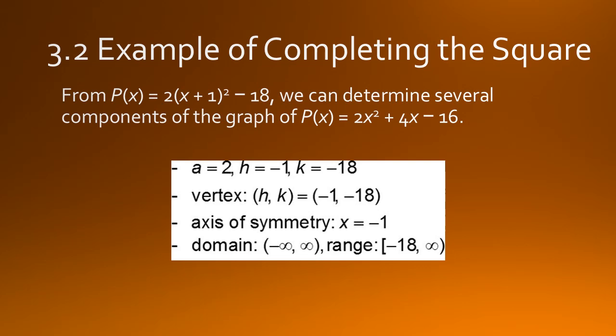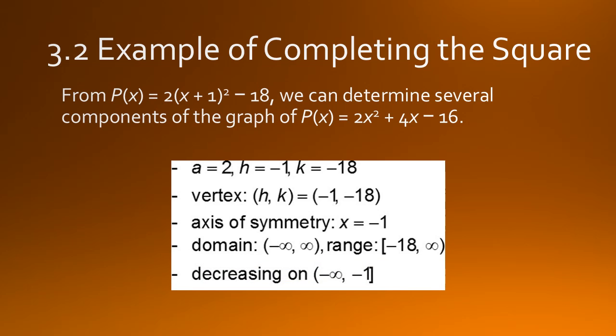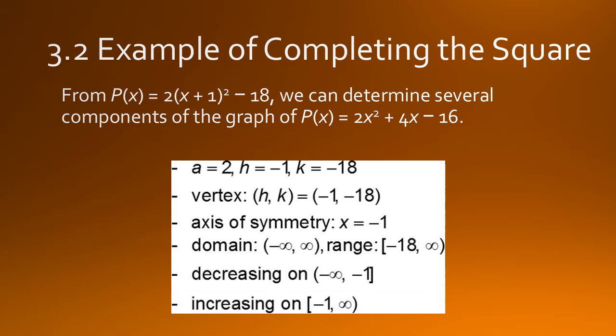The domain is negative infinity to infinity, or all real numbers, as it is for any parabola. The range, normally x squared has a range from 0 to infinity, but this has been moved down 18. So it goes from negative 18 to infinity. And we know that it's decreasing from negative infinity to negative 1. Okay, we know that this parabola is opening up, and it starts by decreasing, and then it increases from negative 1 to positive infinity.